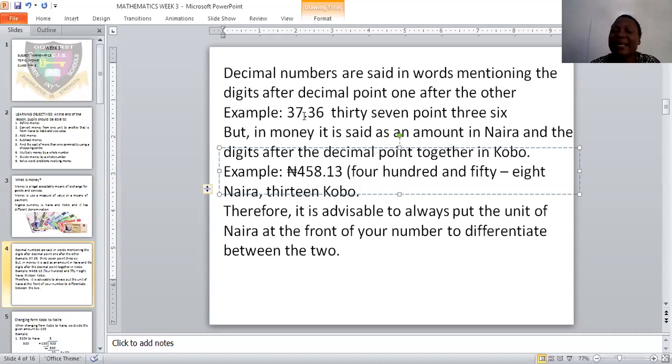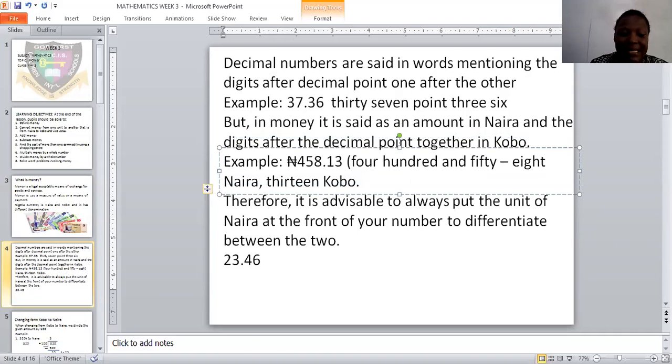Therefore, it is advisable to always put the unit of naira at the front of your number to differentiate, so that you will not write 23.46 as against 23 naira 46 kobo. Always put the unit of naira at the front of your number to differentiate. Okay? Now let's move to the next one.